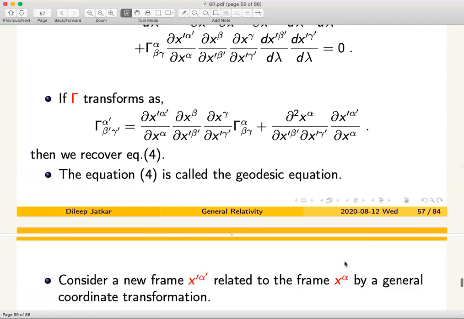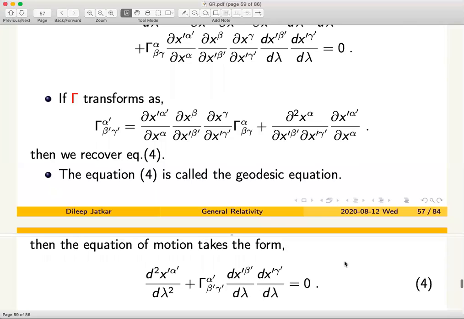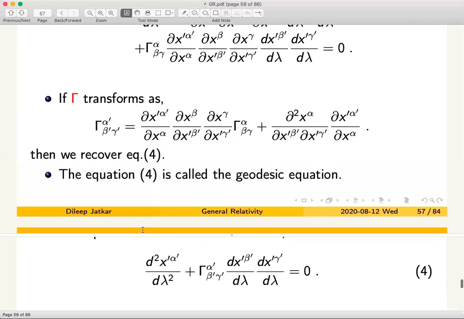The equation 4, which is the one which we will refer to again and again, is called the geodesic equation. Okay, so the geodesic equation basically tells you that if you are going from point A to point B, it is the shortest path connecting point A to point B. We will in fact see how it would be a shortest path soon.